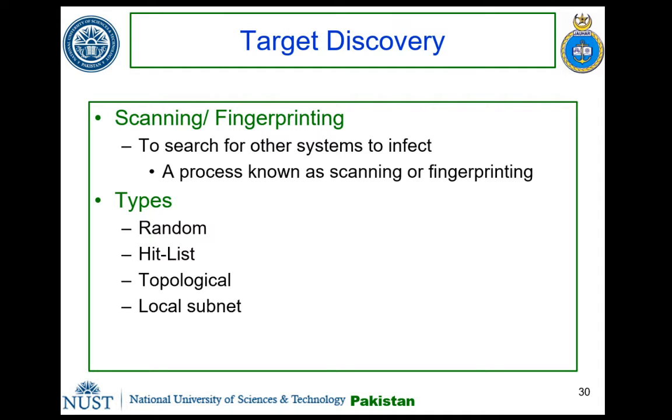Types of network address scanning strategies that a worm can use are as flashed on this slide, that is random, hit list, topological, local subnet. Please go through the further details of these strategies in the book we are referring.